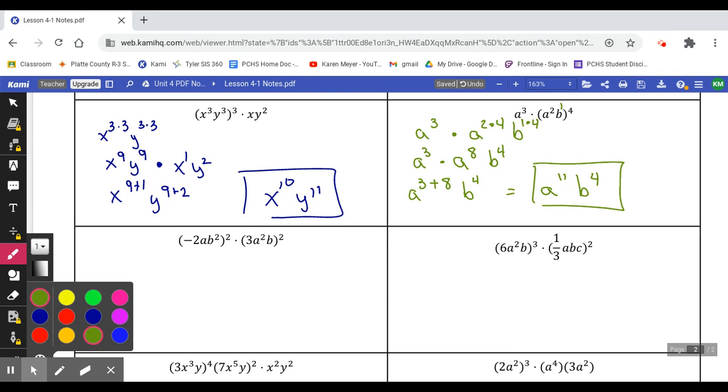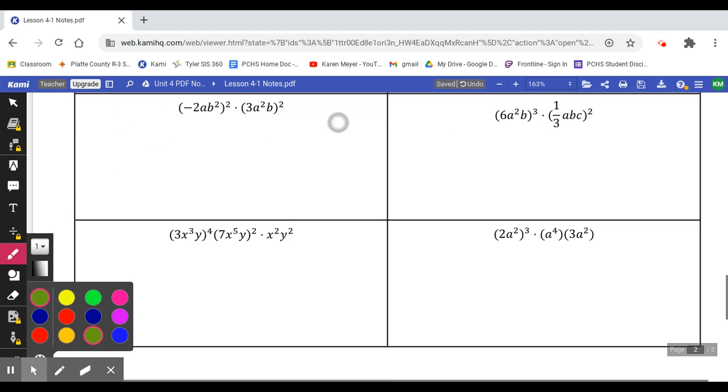Okay, so hopefully you checked your answer. Now, when you're doing this one toward the very end, you're going to notice that you only have b to the 4th. You don't have any other b's. So there's not anything to add to that b to the 4th. So I left that alone.